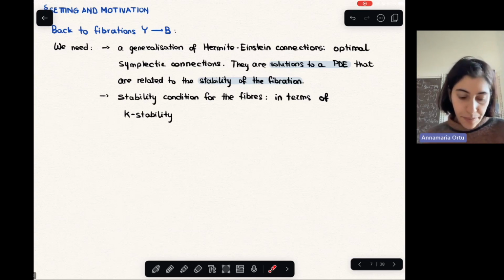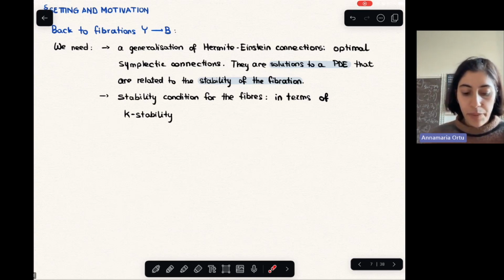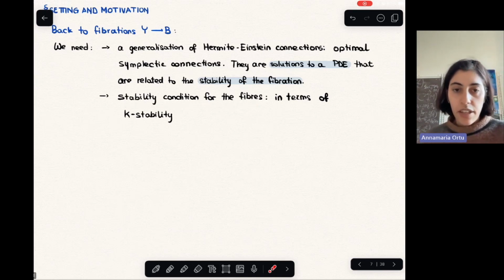And then we also need, as I said before, a stability condition for the fibers, and this will be given in terms of a K-stability property for the fibers.